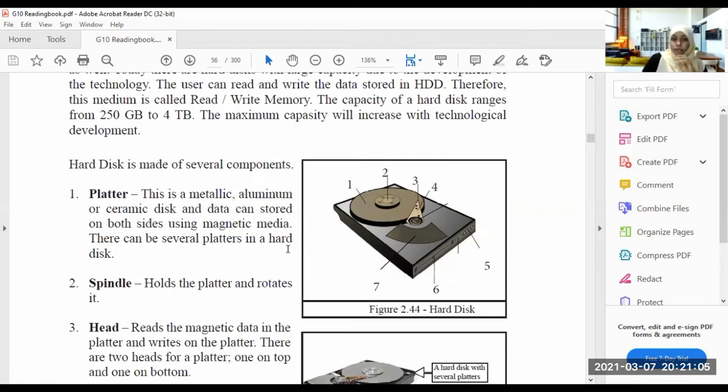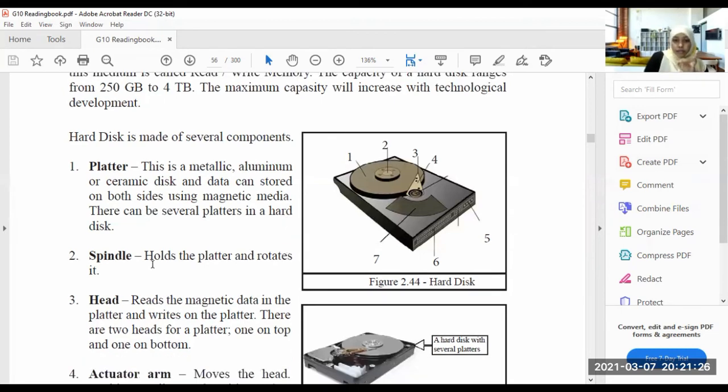It is a magnetic device, and we can store data on both sides. There are several platters in a hard disk, maybe 4 or 5. The platter is held by the spindle. This spindle rotates, and when the spindle rotates, the platter also rotates with it. Only then can we write and read the data on it.